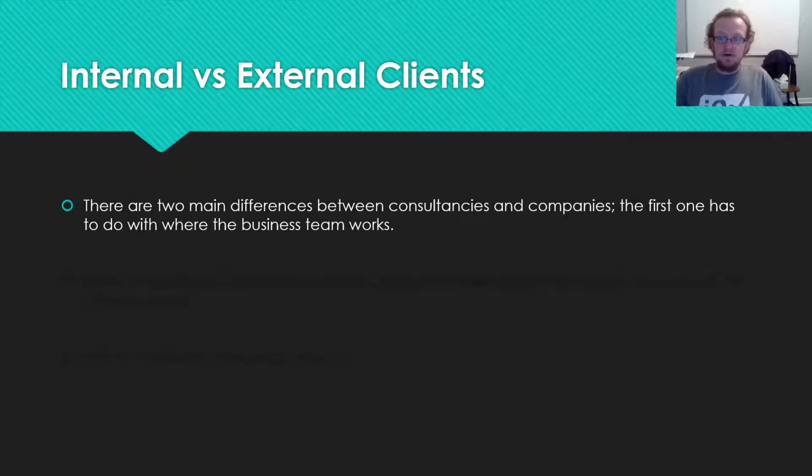So there are two really big differences between consultancies and what I'm going to call companies, which I refer to as the traditional concept of a software company. The first one has to do with where the business team works. If you go all the way back to the design and analysis phase of the software lifecycle, we talked about how there are two teams working together. One is the software team, they do all the technical stuff. The other is the business team, and they know how all of the business processes work.